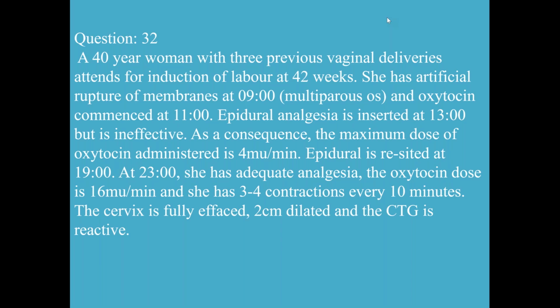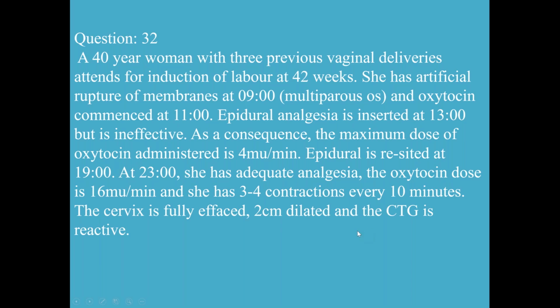As a consequence, the maximum dose of oxytocin is administered, which is 4 milliunit per minute. The epidural is re-sited at 7 p.m., and at 11 p.m. she has adequate analgesia. The oxytocin dose is 16 milliunit per minute, and she has 3 to 4 contractions in 10 minutes. The cervix now is fully effaced but only 2 centimeters dilated, and the CTG is reactive.